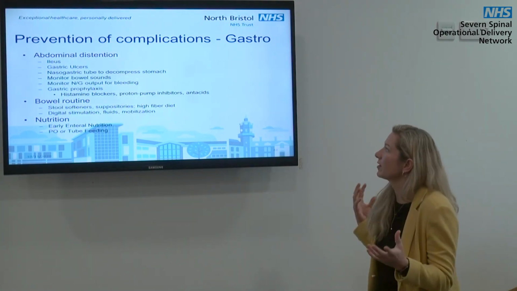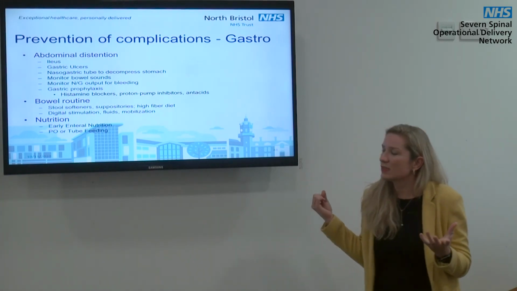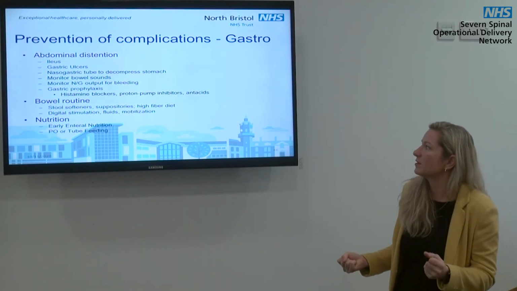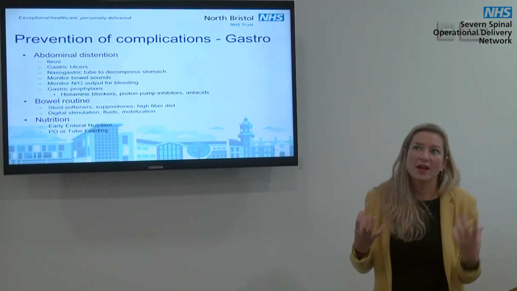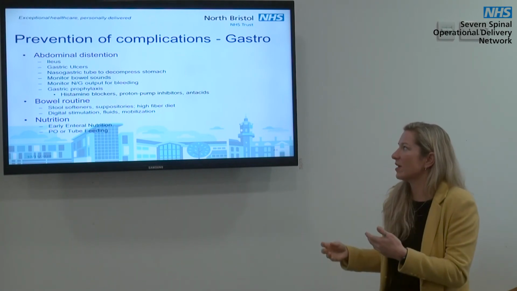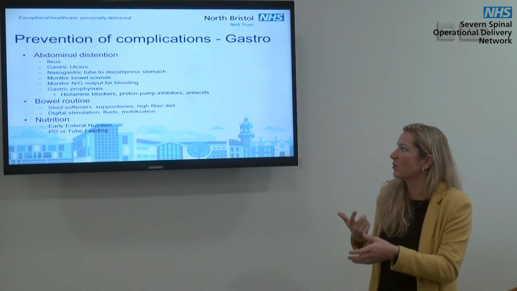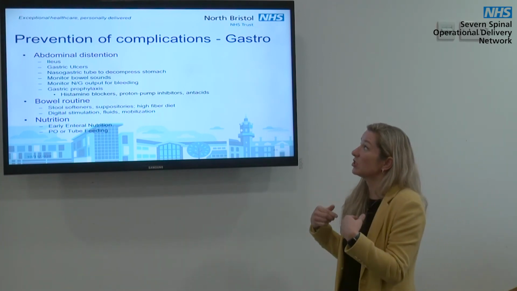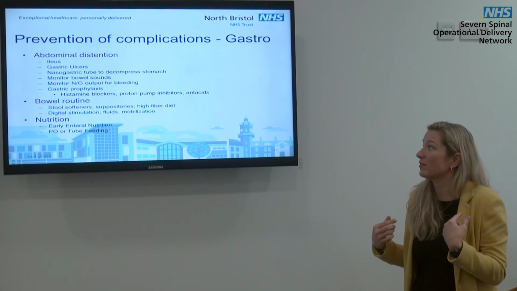Gastro, so prevention of complicated gastro. A lot of these, because of the autonomic function of the nervous system, you get very slow gastric emptying with these problems, and they're unable to defecate as well. So you can get ileus, gastric ulcers, and it's really important then to start an NG tube to decompress the stomach if we run into that.